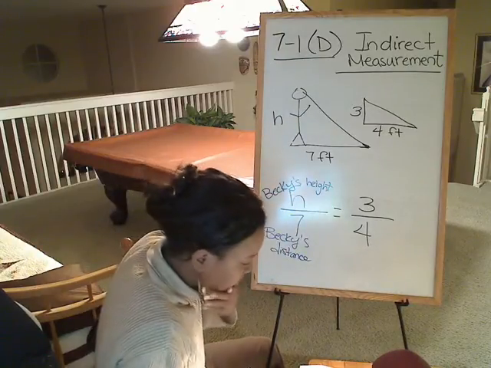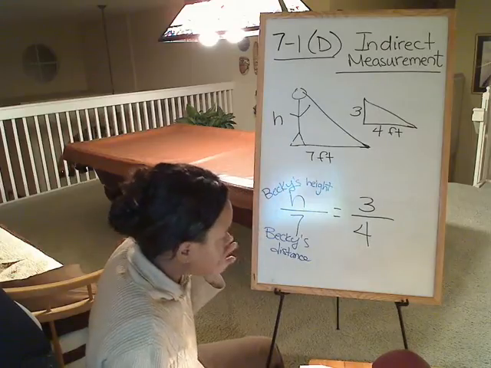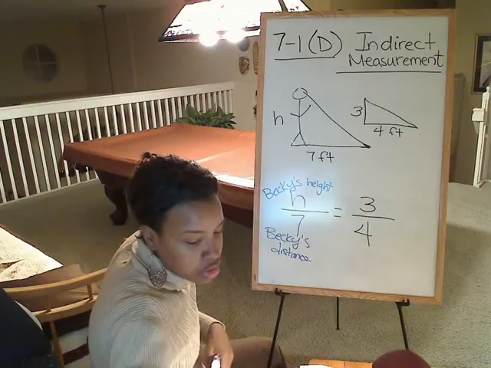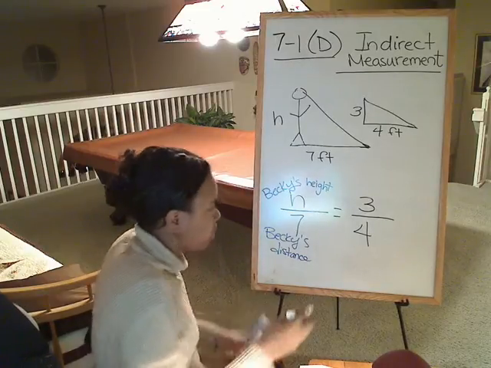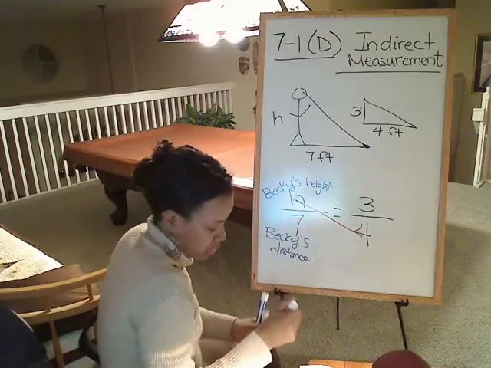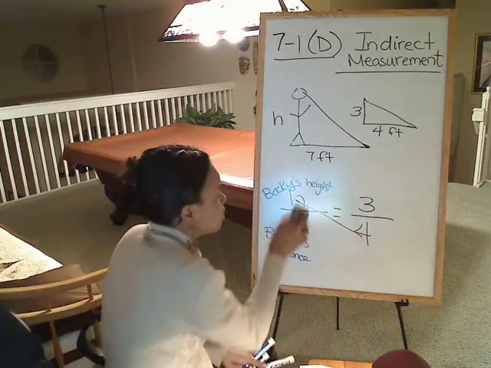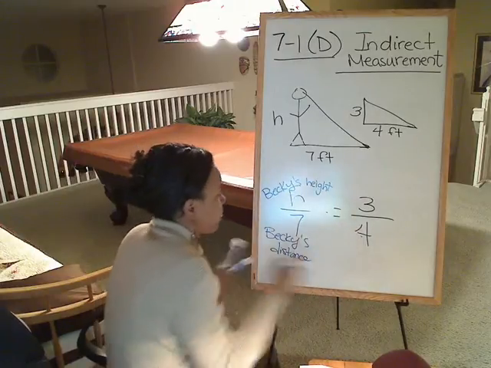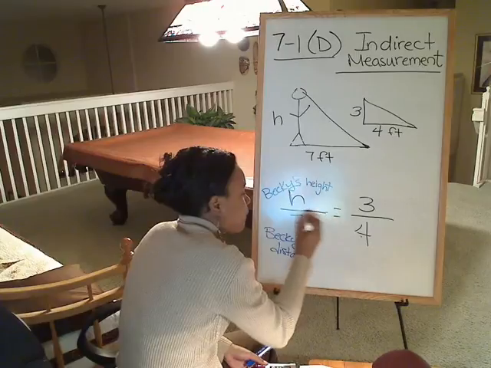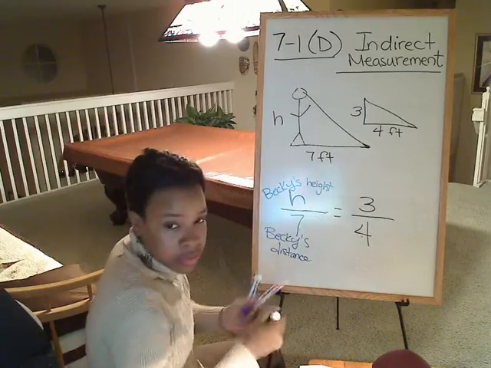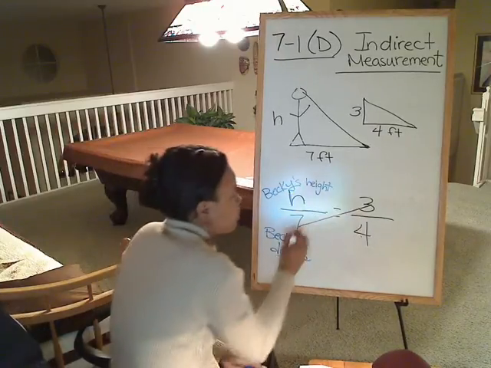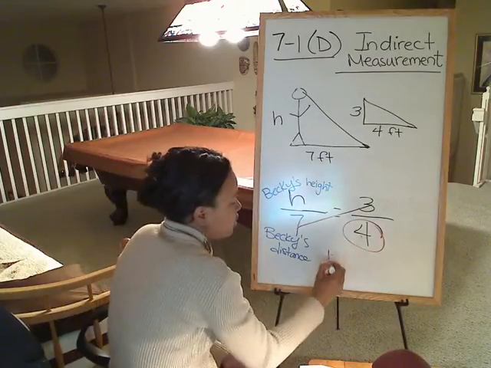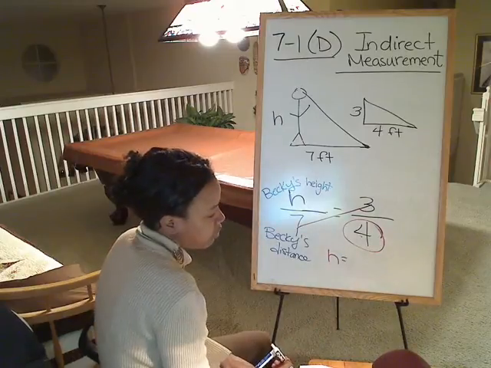So that's important. Now, the easiest part, all you have to do is, some people like to say the fish method. I like to say cross multiply and then divide. So when I cross, I'm sorry, obviously you can't cross multiply those two. When you cross multiply, you get 21 because 3 times 7 is 21, and then you divide. So h equals 21 divided by 4.